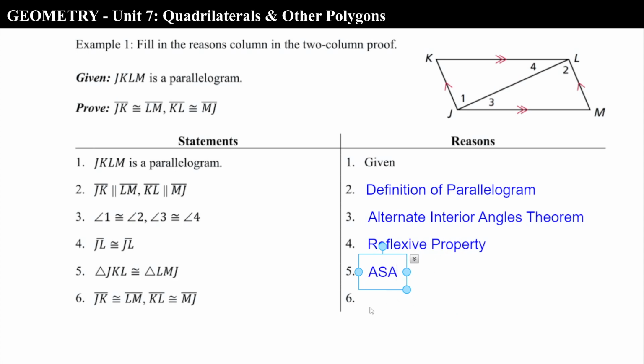And so we can say that JK is congruent to LM and KL is congruent to JM, because what do we know about triangles that are congruent? Corresponding parts of congruent triangles are congruent. CPCTC.